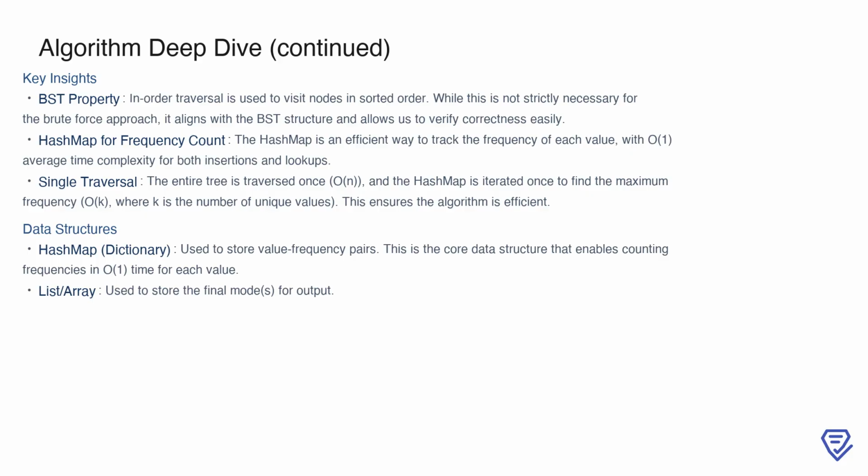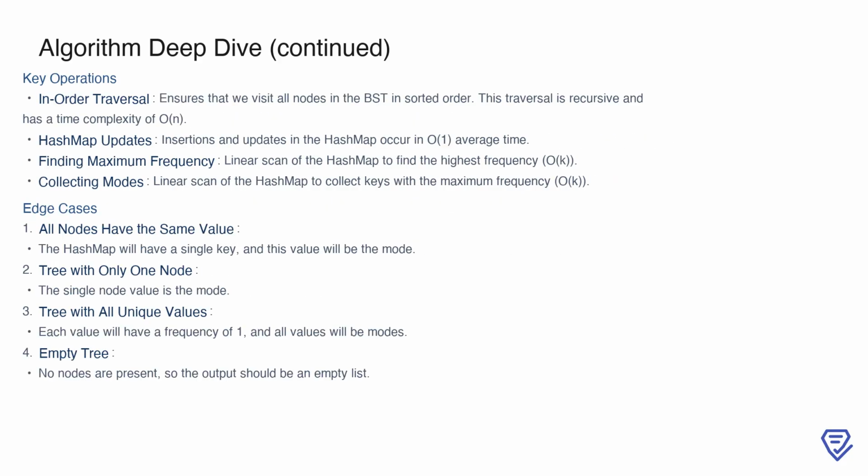The core data structures we rely on are the hashmap for frequency counting and a list or array to store the final modes for output. The key operations in this algorithm include the in-order traversal, which ensures nodes are visited in sorted order and has a time complexity of O(n).